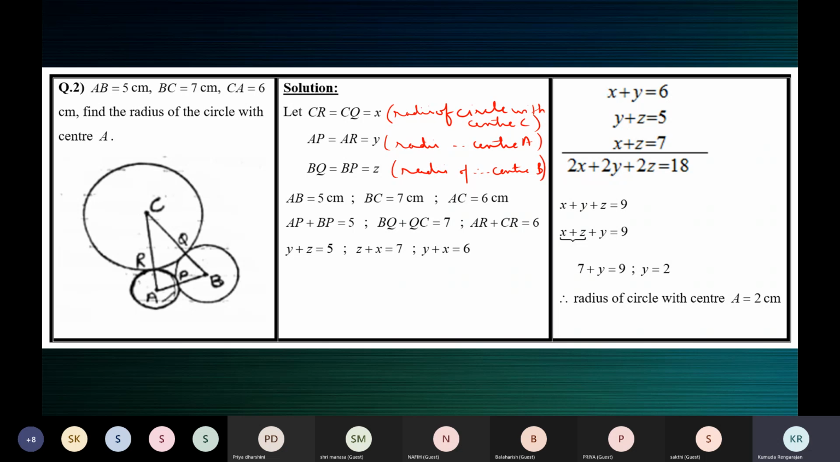So here I have taken CR, CQ as X. That's okay. Anything can be X, Y, Z. See, children, here we found the value of Y because here I've taken AP, AR to be Y. When I explained, we had to find X because we had taken the radius of the circle with center A as X. Don't get confused. In this answer, X, Y, and Z are marked differently. So here we have to find Y, not X.